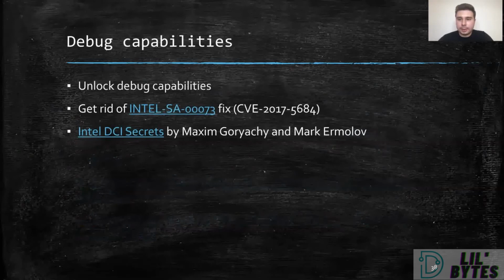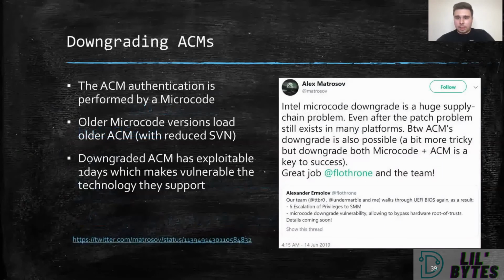Another interesting case is to unlock platform debugging capabilities. My experiments showed that older versions of microcode have no anti-debug mitigations. So this technique could be useful for those who use dynamic analysis in platform security research. The good part is that ACM authentication is performed by the microcode. Probably the microcode is directly bound with specific ACM versions. The microcode update might know the hash to verify the public key of the ACM or the SVN of the ACM.